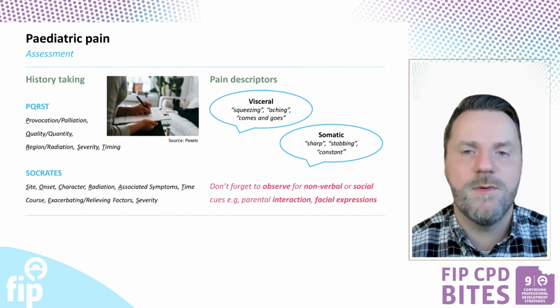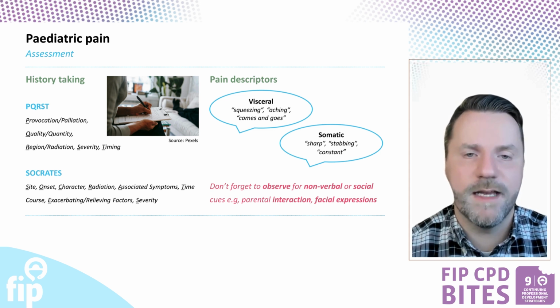Mnemonics such as the PQRST, which stands for provocation or palliation, quality or quantity, region or radiation, severity and timing, and SOCRATES, which stands for site, onset, character, radiation, associated symptoms, time course, exacerbating or relieving factors, and severity, help to structure the pain assessment.